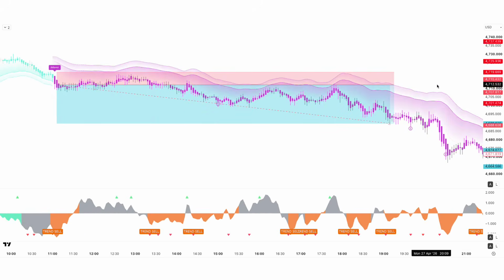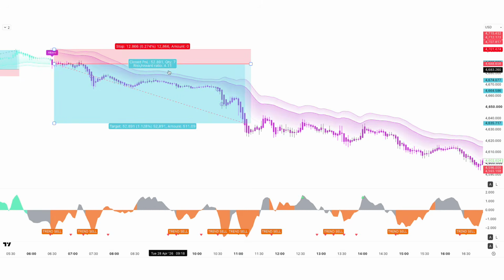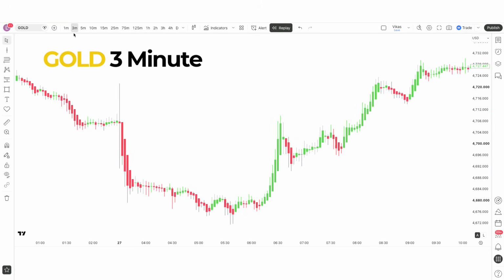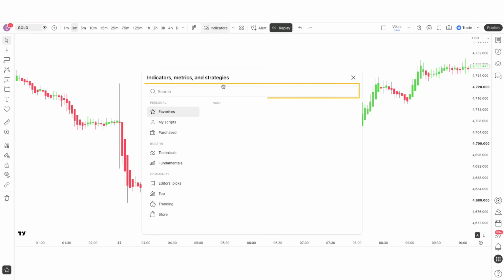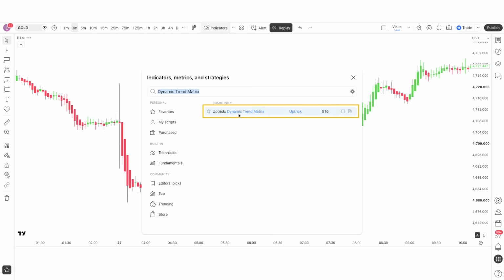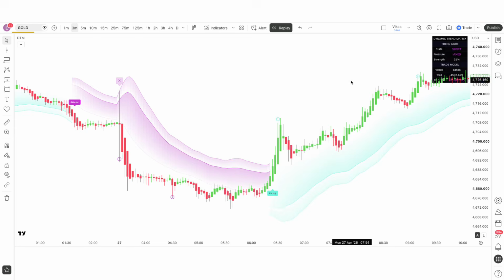Now we tell you how we want to trade. Let's get into the charts. We open the gold 3-minute chart. And don't sweat the time frame either. Next, you'll want to find those magic indicators. Head over to the Indicators tab and search for the Dynamic Trend Matrix. Select the indicator made by Uptrick and add it to the chart.